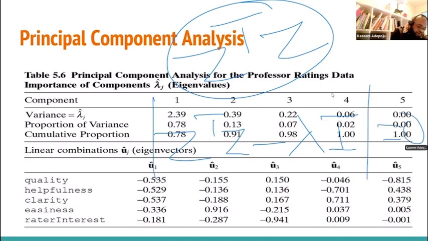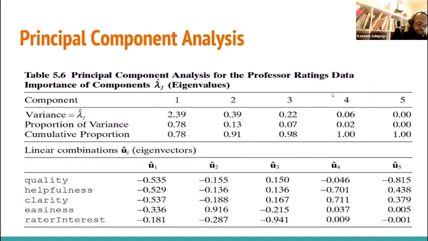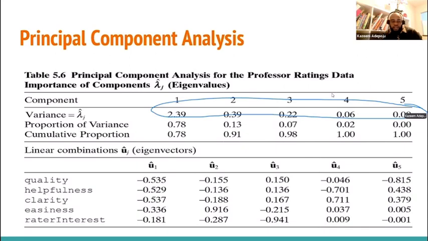Now, when you take a look at this, it is going to be a 5 by 5 matrix because I have 5 variables, which means I'm going to have lambda 1, lambda 2, lambda 3, lambda 4, lambda 5. And let me tell you, R will automatically compute that for you. Take a look at this. What do you see? That is your lambda 1. Your lambda 1 is going to be the largest, 2.39. Lambda 2 is 0.39. Lambda 3 is 0.22.